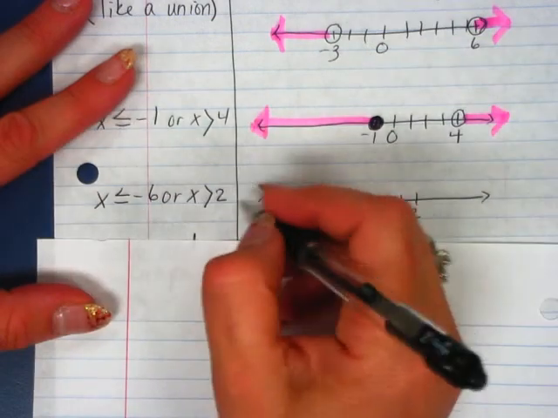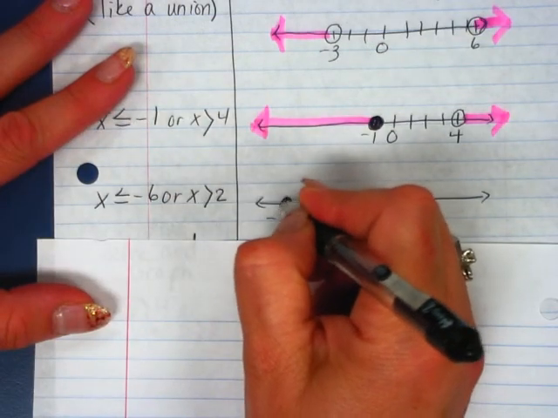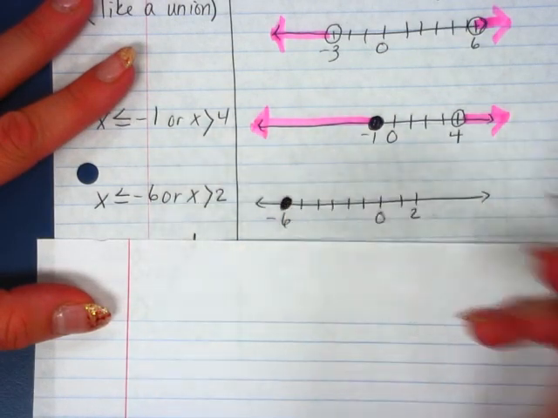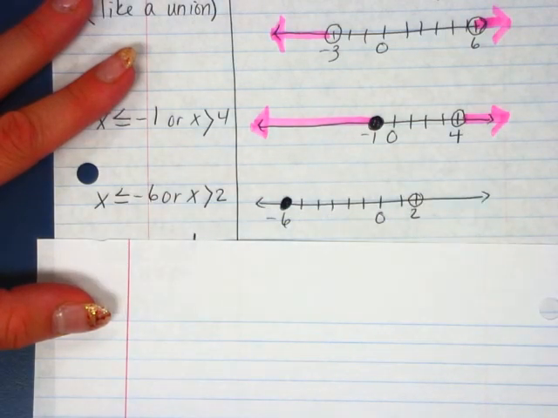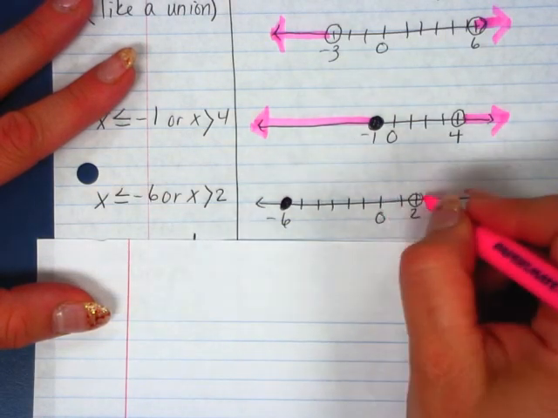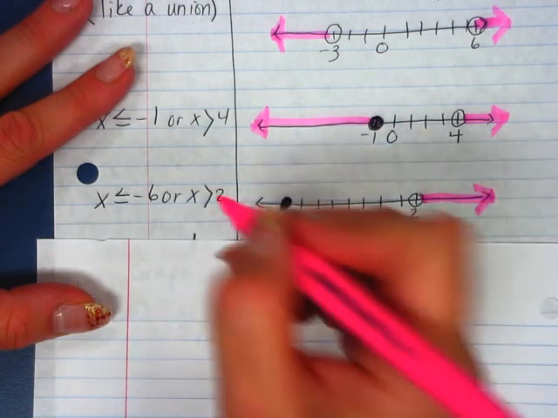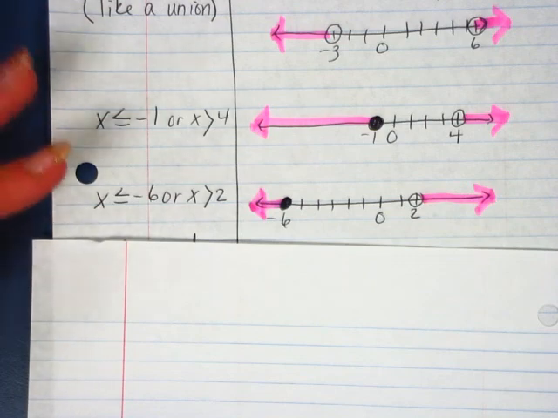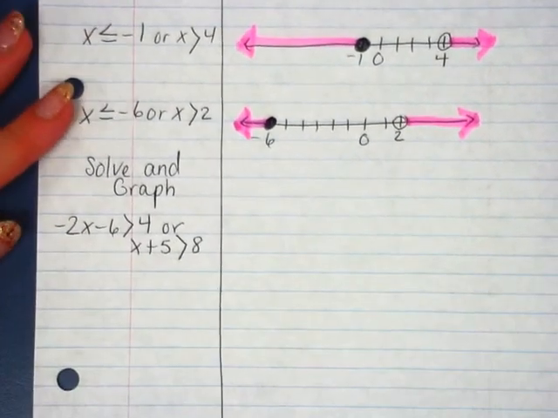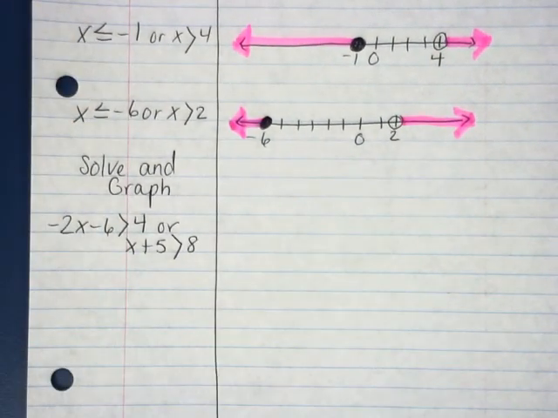X is less than or equal to negative 6. Fill in the circle because it's closed. X is greater than 2, open. So greater than 2 goes this direction. Less than 6 goes this direction. Remember that disjunction going apart. So we're going to solve and graph some.